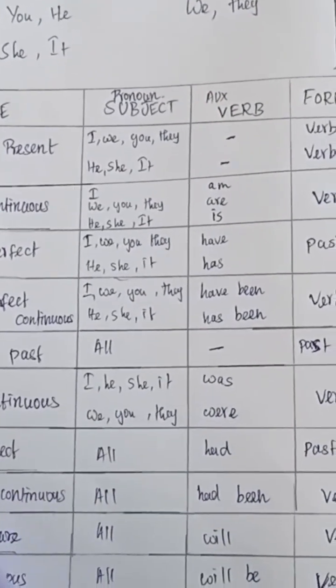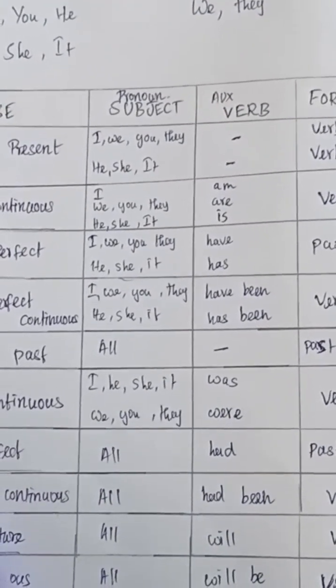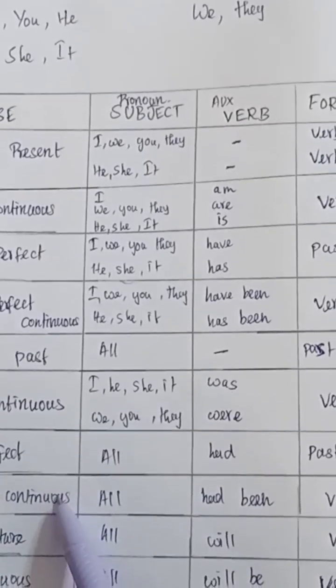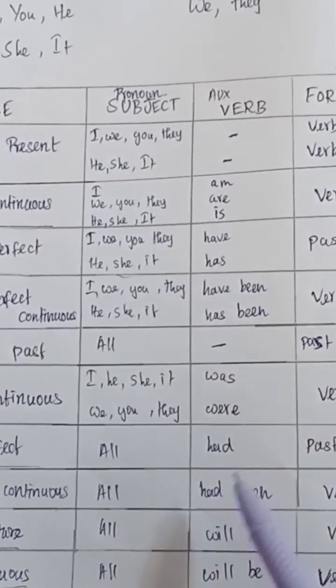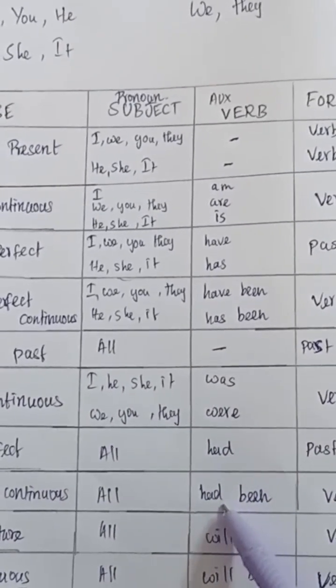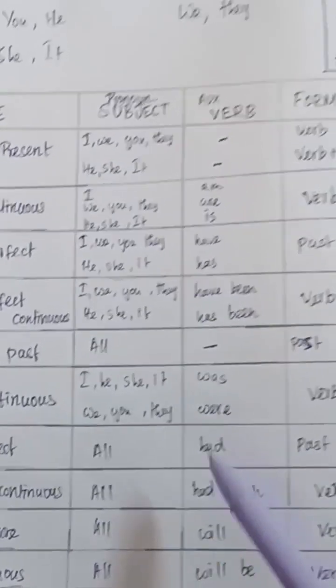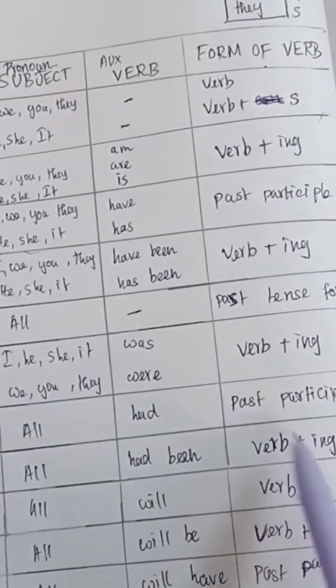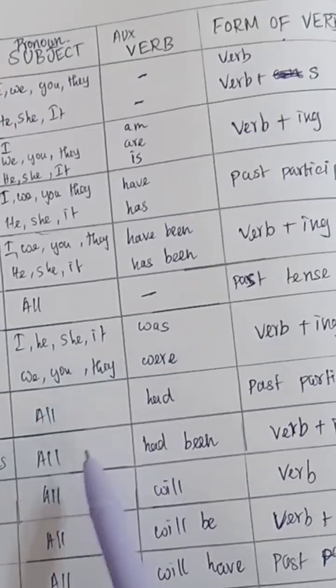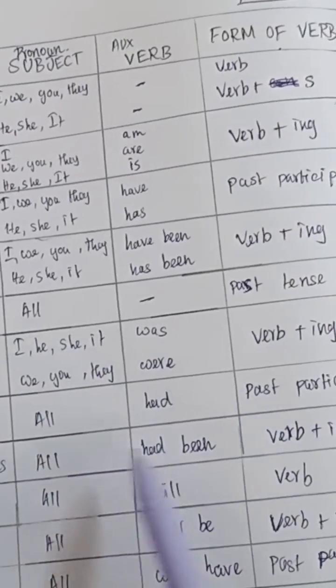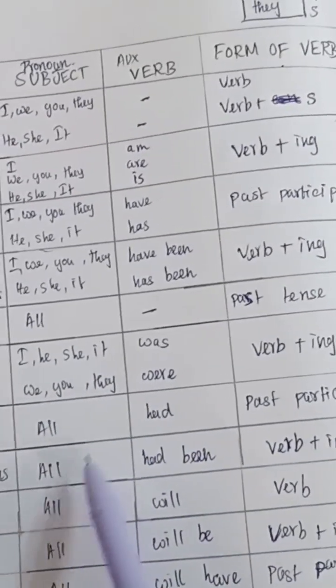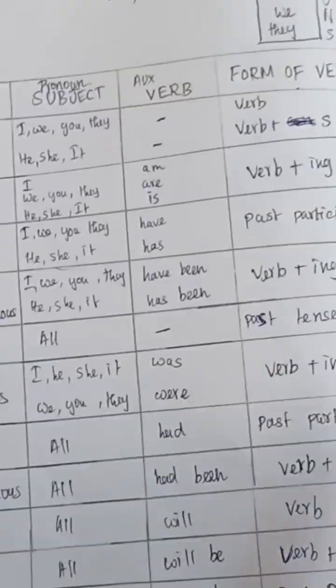And then the next one is past perfect continuous. So in this also all the pronouns, and as I said, perfect continuous will be with been. Okay, so I had been, and verb plus ing, writing. I had been writing, you had been writing, we had been writing, she had been writing. It goes on like that.